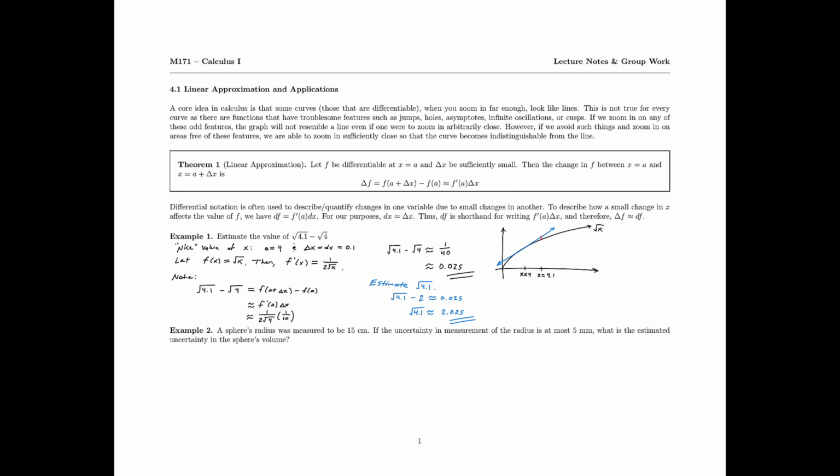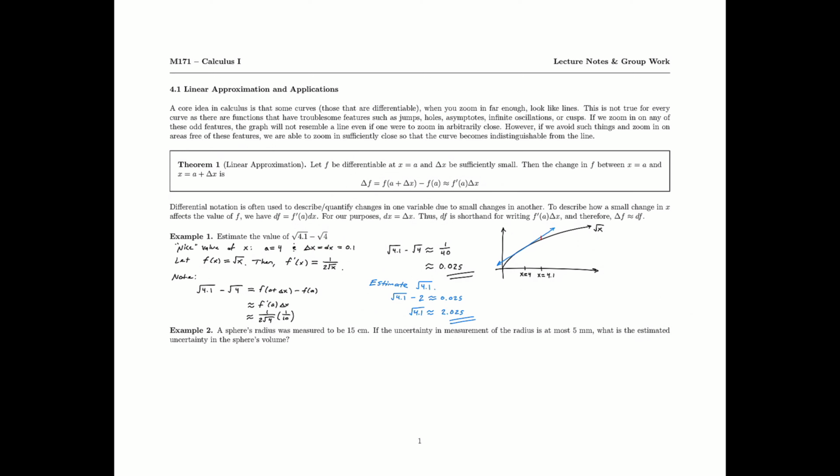Next example here, example 2, we have a sphere and its radius was measured to be 15 centimeters. If the uncertainty in measurement of the radius is at most 5 millimeters, what is the estimated uncertainty in the sphere's volume? Okay, so some other language we can use is, a lot of times we think of dx or delta x as an uncertainty or an error in our measurement or an error in our input variable.